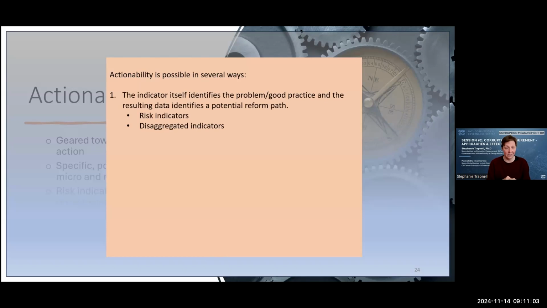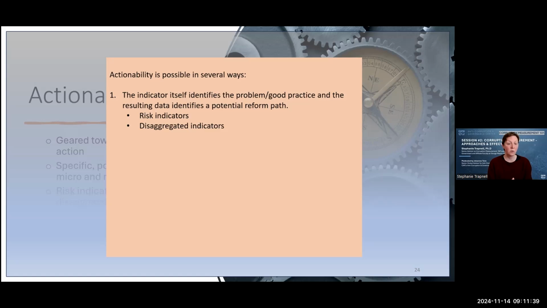So the indicator itself identifies the problem or the good practice, and the resulting data identifies a potential reform path. So this is really important for risk indicators, because basically the risk indicator is telling you where your risks for corruption are within your process. And the idea is you go in and you fix those risks and the indicator will rise. The priority is not to improve the indicator score, in a perfect world. The priority is to improve the process that's being measured, so that the indicator score rises.